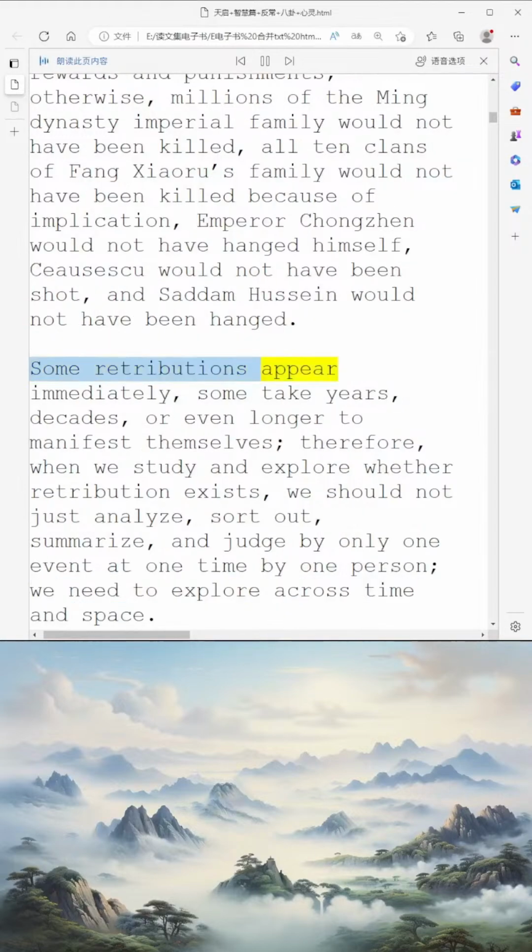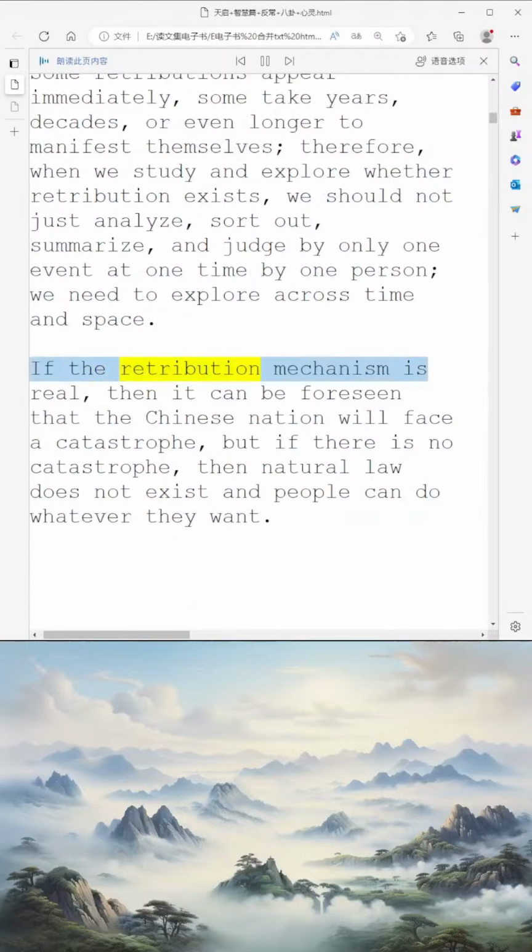Some retributions appear immediately, some take years, decades, or even longer to manifest themselves. Therefore, when we study and explore whether retribution exists, we should not just analyze, sort out, summarize, and judge by only one event at one time by one person. We need to explore across time and space. If the retribution mechanism is real, then it can be foreseen that the Chinese nation will face a catastrophe. But if there is no catastrophe, then natural law does not exist and people can do whatever they want.